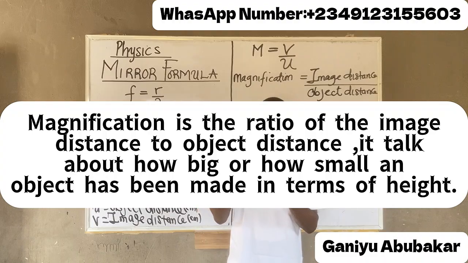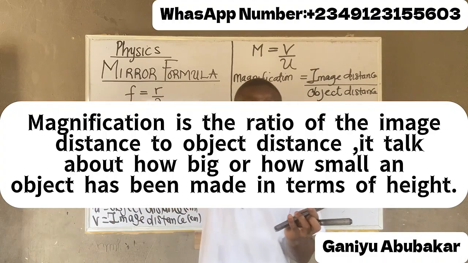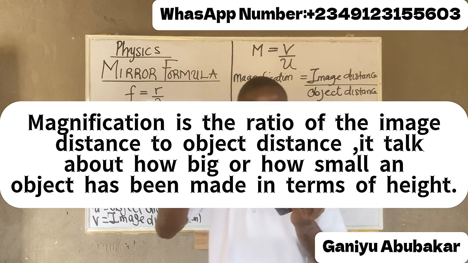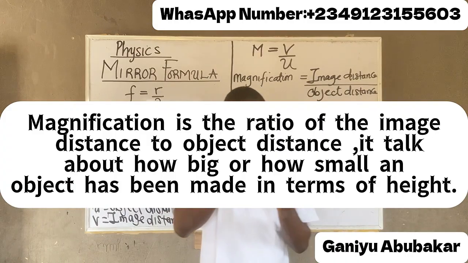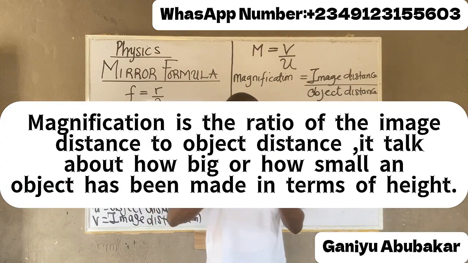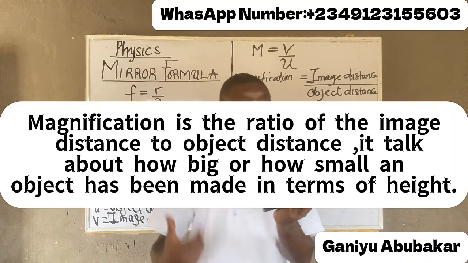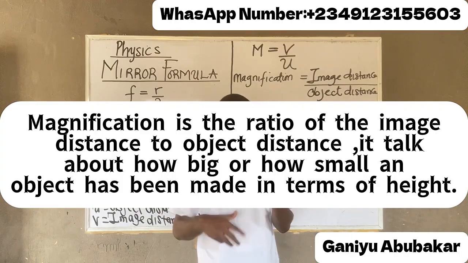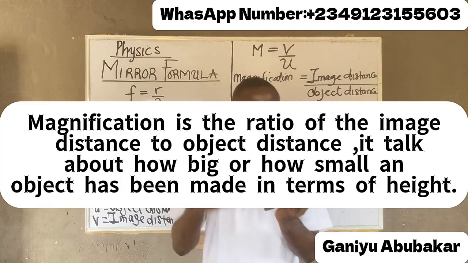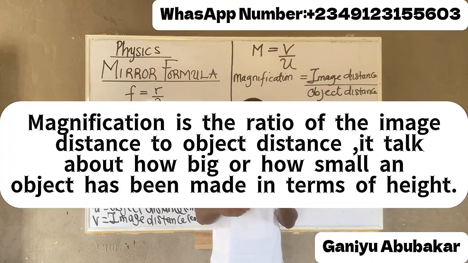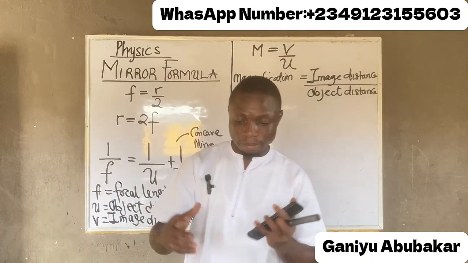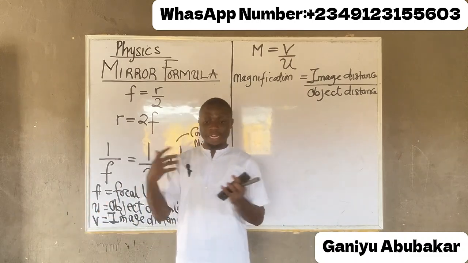Magnification is the ratio of the image distance to object distance. It talks about how big or how small an object has been made. Full stop, please. That is how you define linear magnification.